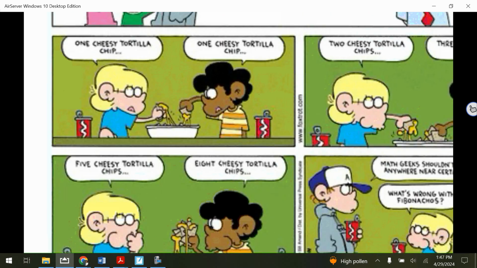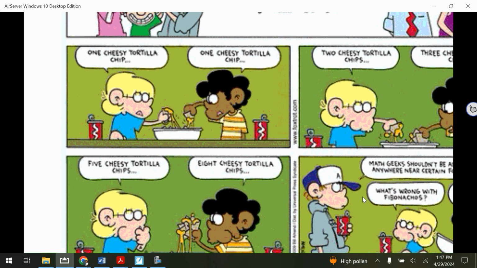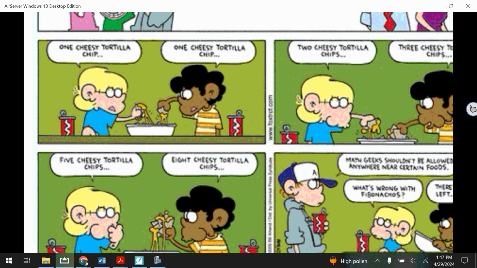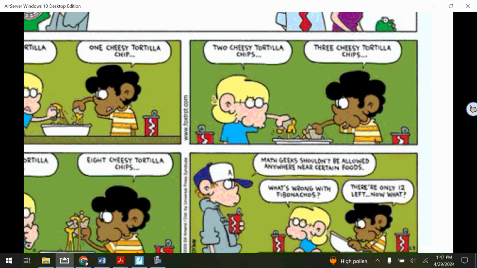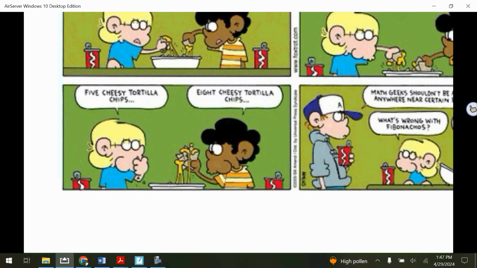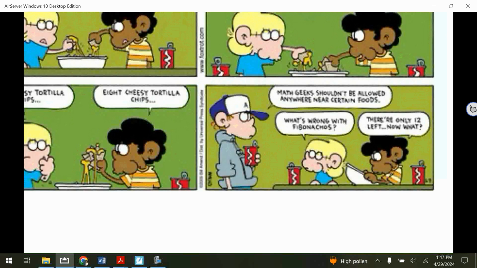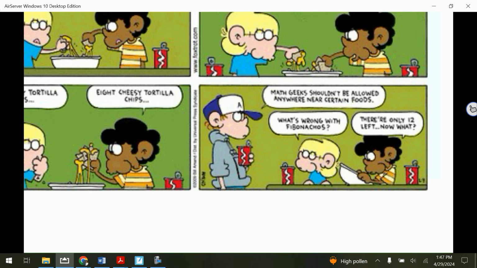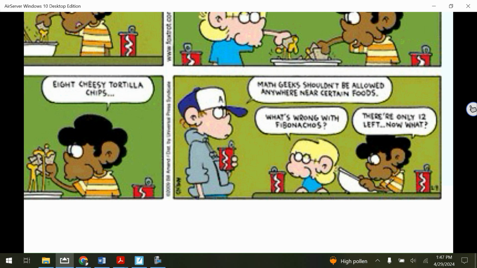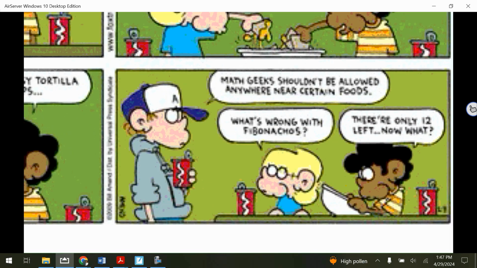But we can look at these panes. You have the blonde kid saying 1 cheesy tortilla chip, and then his friend saying 1 cheesy tortilla chip, and then 2 cheesy tortilla chips, and then the friend going 3 cheesy tortilla chips, and then 5 cheesy tortilla chips, 8 cheesy tortilla chips. And then the older brother says, math geeks shouldn't be allowed anywhere near certain foods. And then the blonde kid said, what's wrong with Fibonaccios? And then his friend is saying, uh-oh, there's only 12 left.